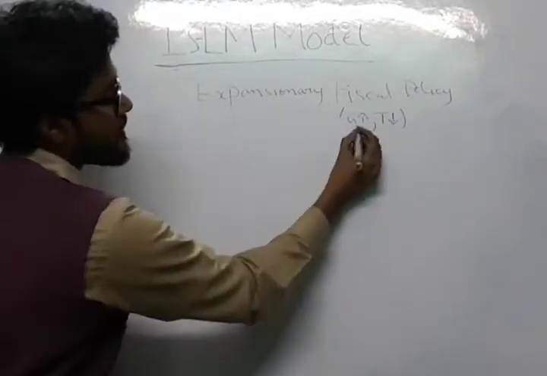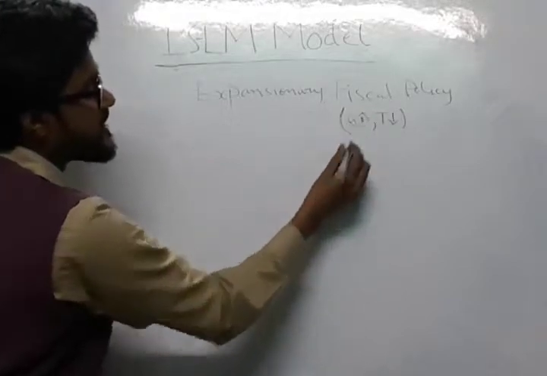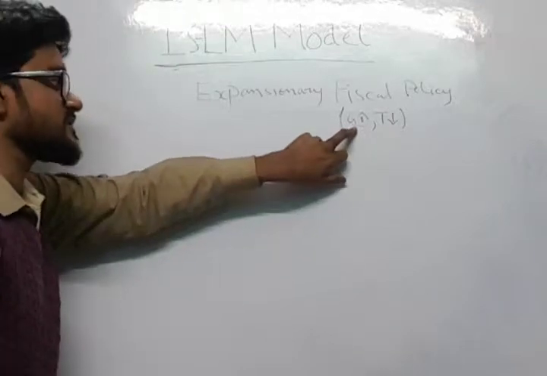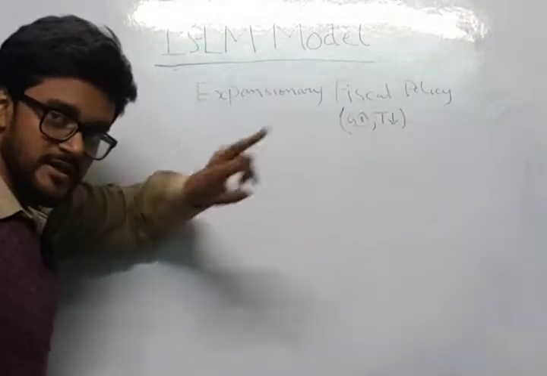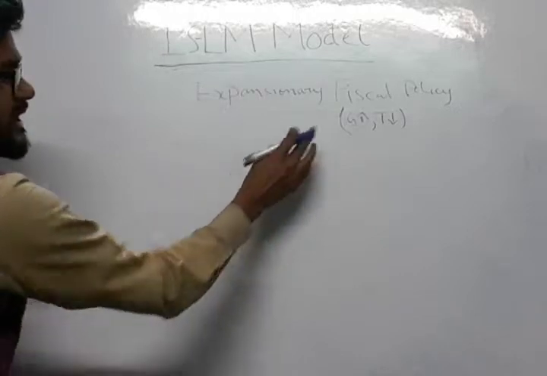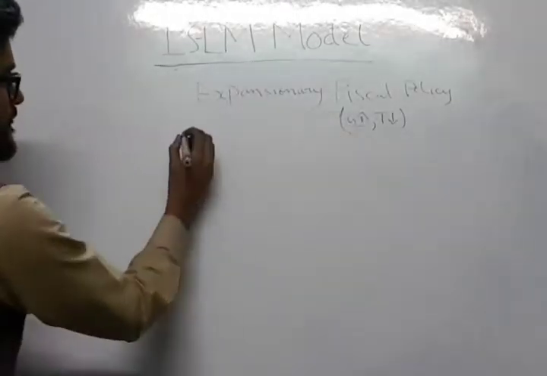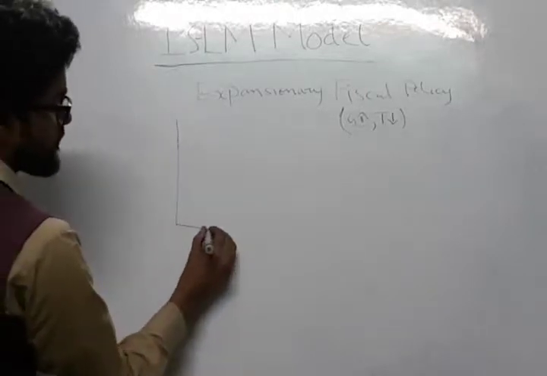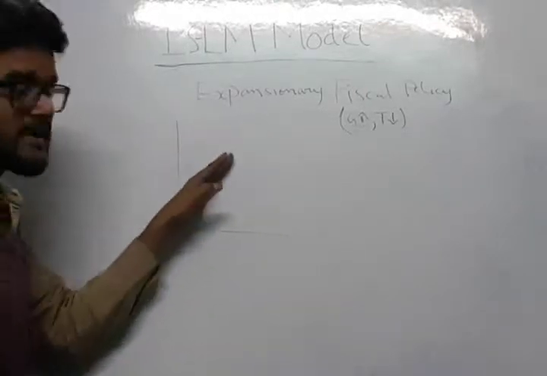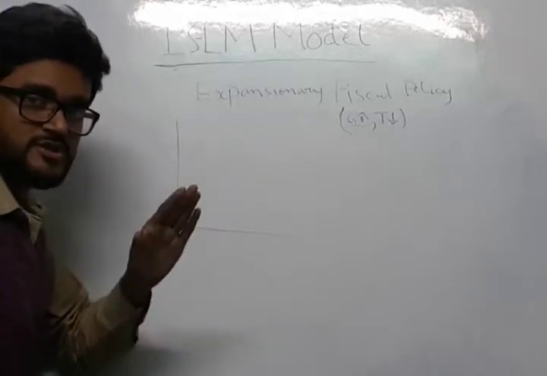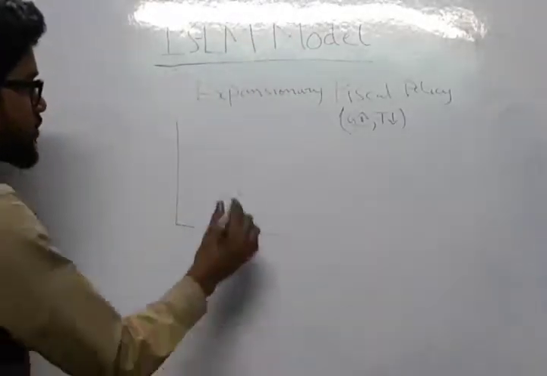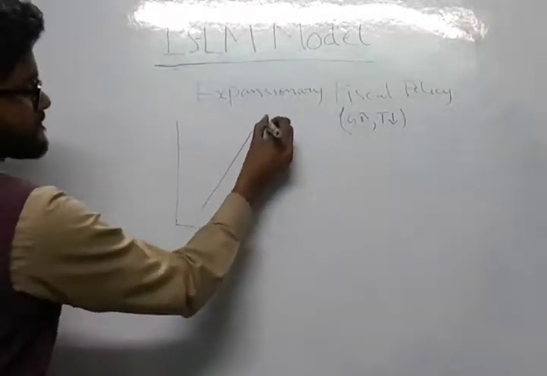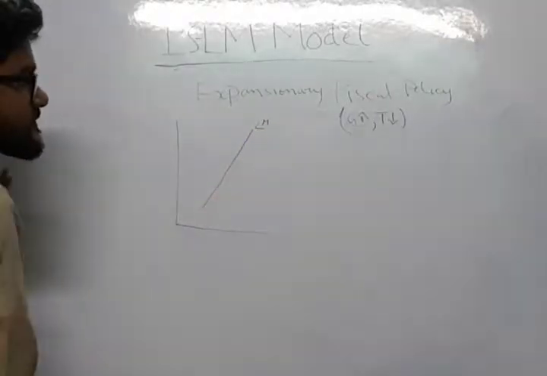So expansionary fiscal policy basically states either increasing G or decreasing T. We'll restrict ourselves to increasing G in this discussion. What happens when G increases? Here we make the assumption that the LM curve doesn't shift. The LM curve remains at its own position. It is a positively sloped curve.